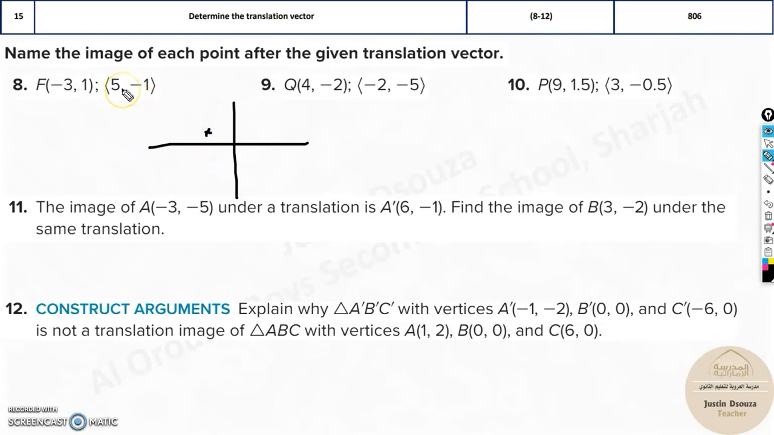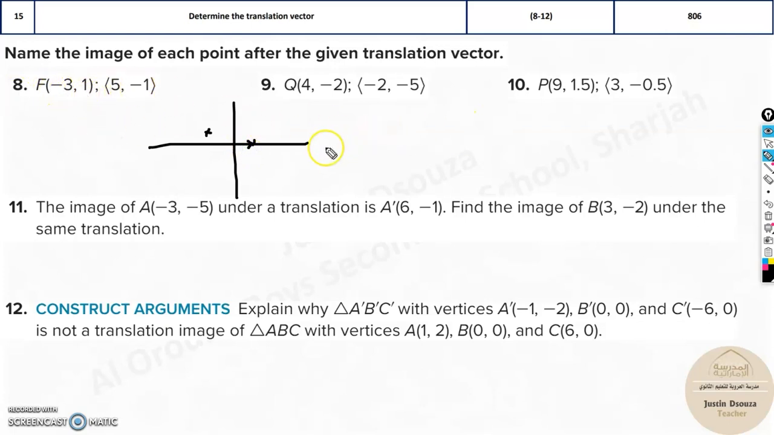Now this is the translated point. 5 comma minus 3. Now 5 comma minus 3, this is the translation vector given. So where will be the reflected translated point? It is being moved 5 units to the right, so it'll be 1, 2, 3, 4, 5, and then 1 down. It'll be over here. It's very, very simple.